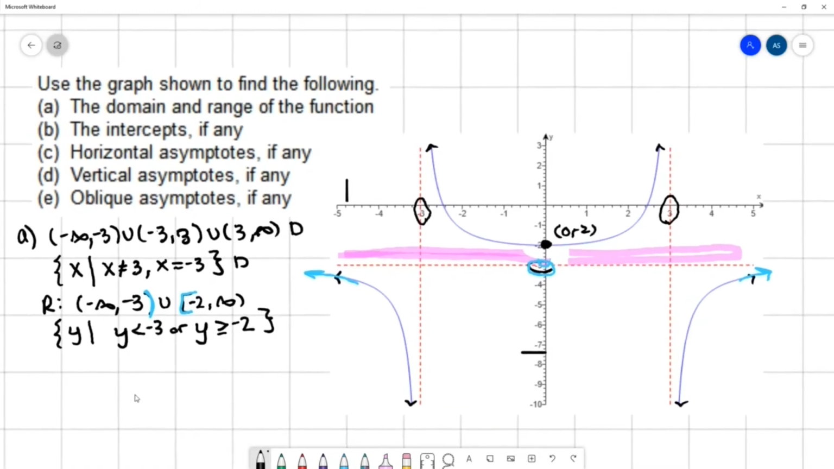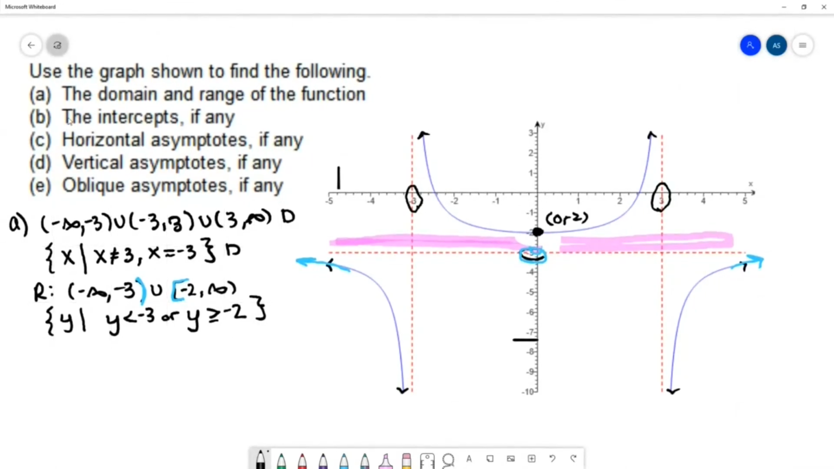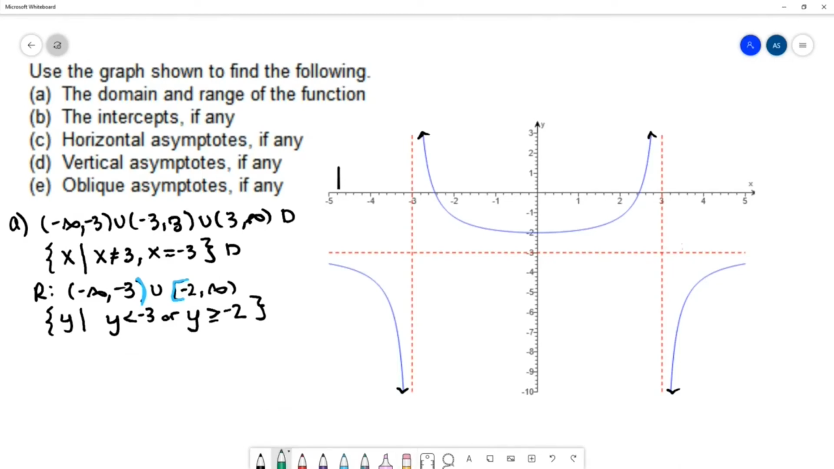So we found the domain and range. Now we want to find the intercepts of this graph. So I'm going to get rid of all my markings so it's a little bit easier to see. And you can see that we do have some x-intercepts here and a y-intercept here. We already listed out that y-intercept as 0, -2.